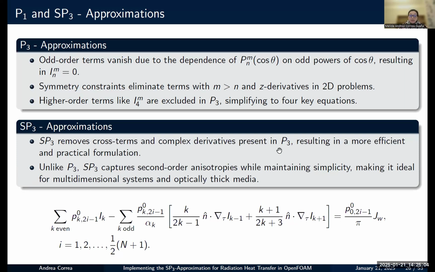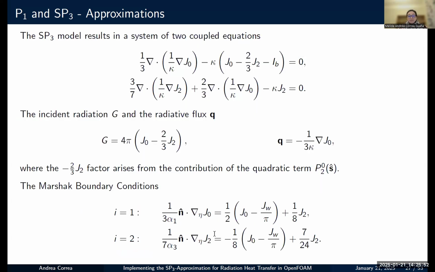The SP3 model was developed to overcome this limitation by simplifying the equations of the P3 model while maintaining accuracy in the results. SP3 eliminates cross terms and complex derivatives present in the P3 model, significantly reducing the computational cost. Unlike P1, the SP3 approximation can represent more accurate directional variation, such as second-order anisotropies, making it better suited for optically thick media. Of course, solving these equations has many details, which you can see in my report. It's a big solve.